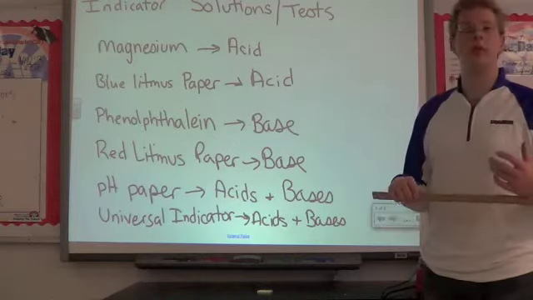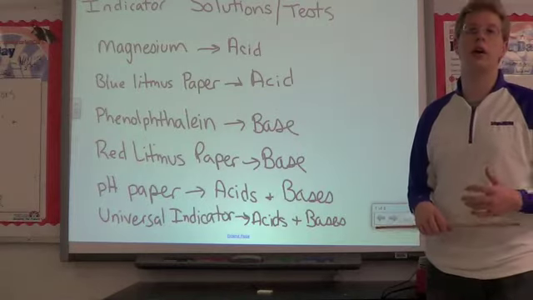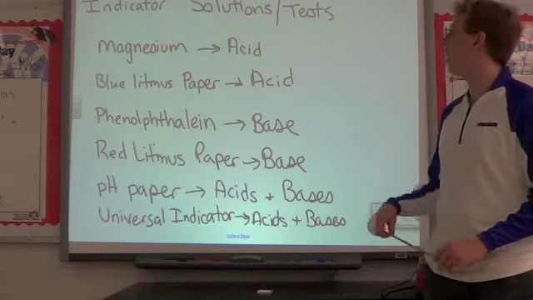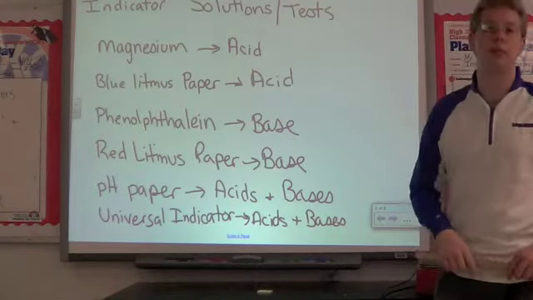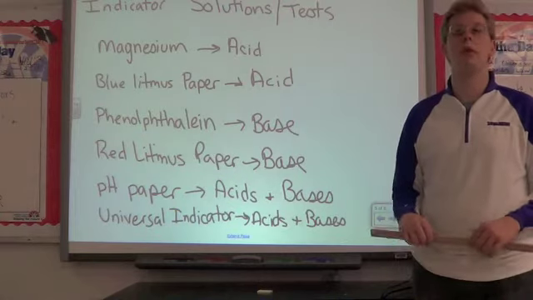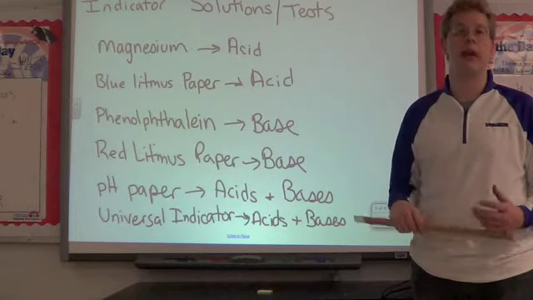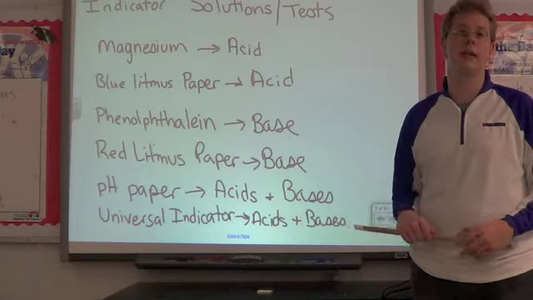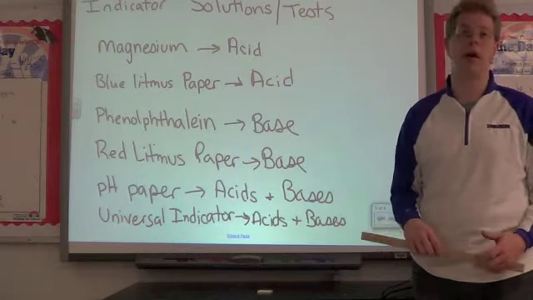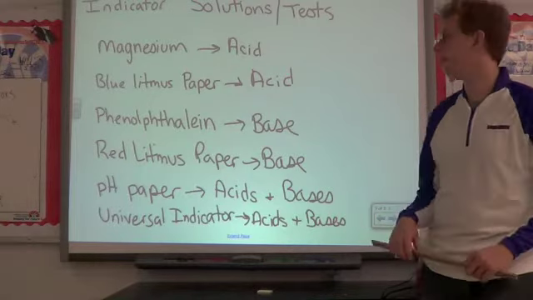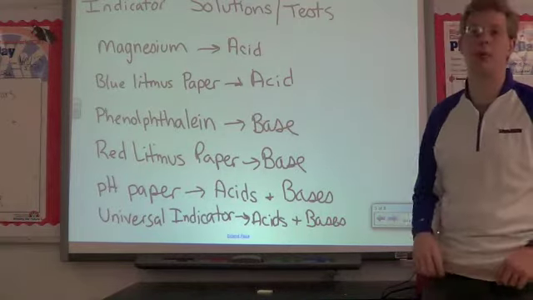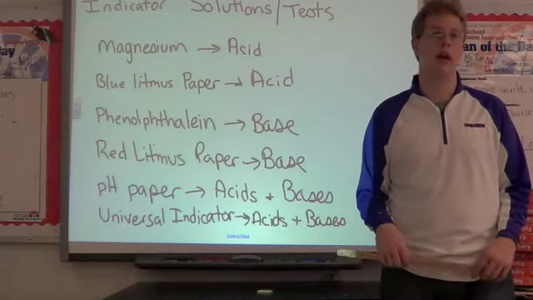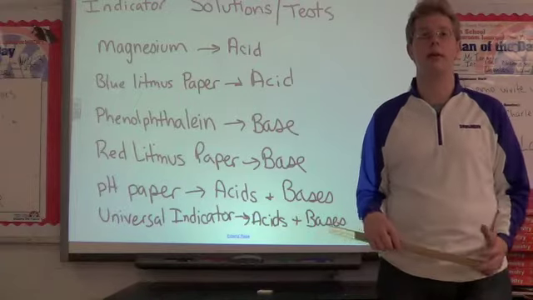We have two indicators that we've looked at in the lab that are for acids only, and one of those is how acids react with magnesium. When you put a metal in a solution with an acid, what's going to happen is that metal is going to be reacted with the acid, and you're going to get hydrogen gas as a product. Okay? And so you're going to see bubbles form. Blue litmus paper is just a form of pH paper that detects whether something is an acid or not. And so blue litmus paper turns red in the presence of acids.